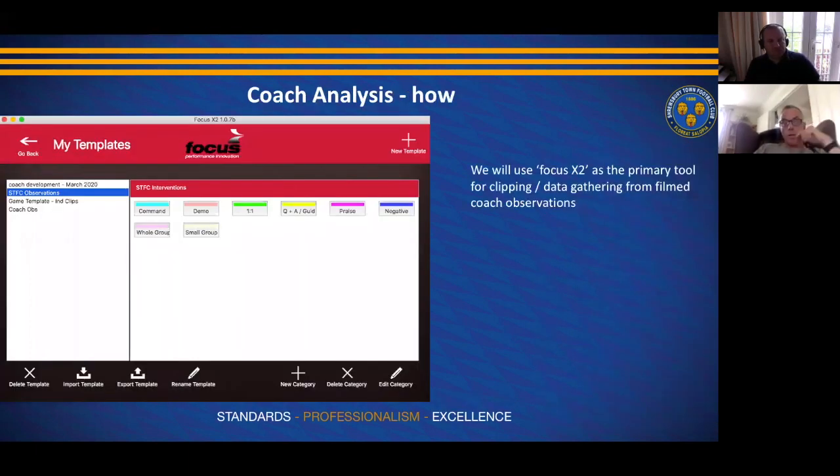That's the tool we use. Again, you've probably seen that. We use a thing called Focus X2, really simple, just for tagging and clipping and so on and so forth. And that's our process for the more formal observing. Does that make sense? Yeah.